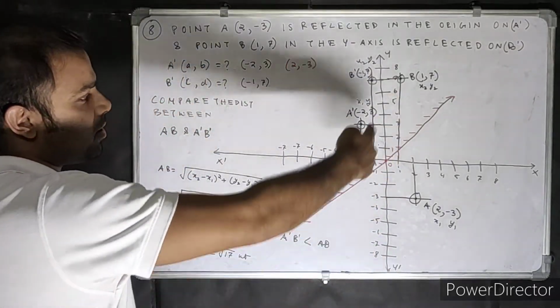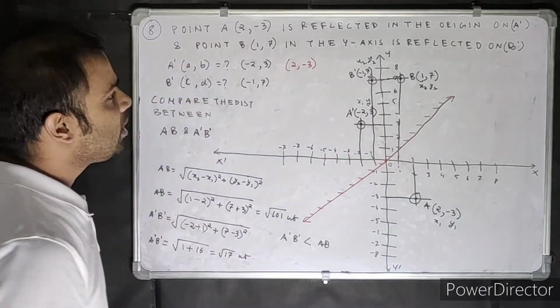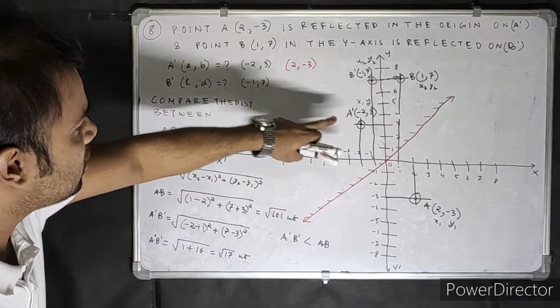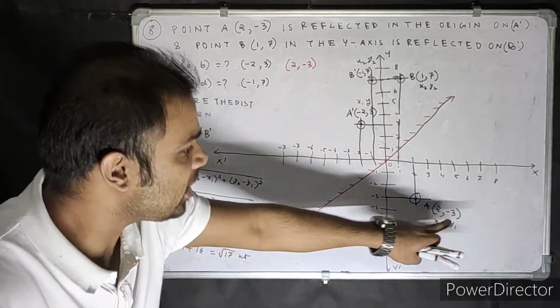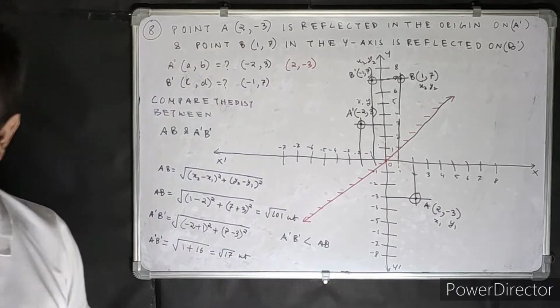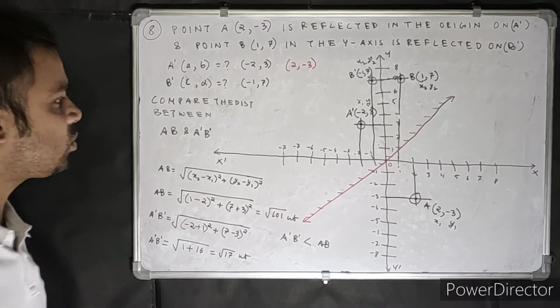If A is reflected in the origin, then it's supposed to change. This coordinate is supposed to change, but they're not changing this coordinate. Okay. The coordinate for B dash, it's okay. Let me check that. B dash minus 1 comma 7. This is correct. But this one they are not changing.